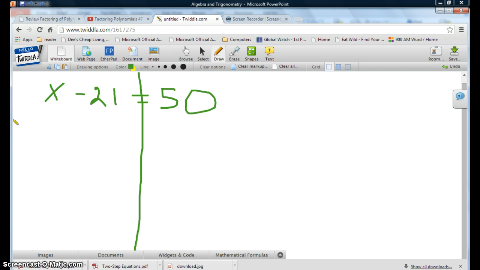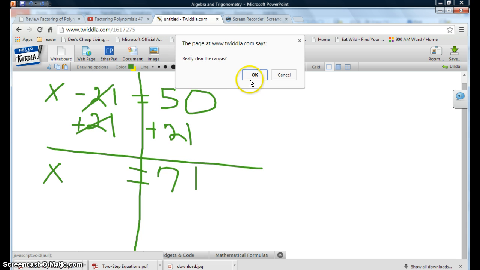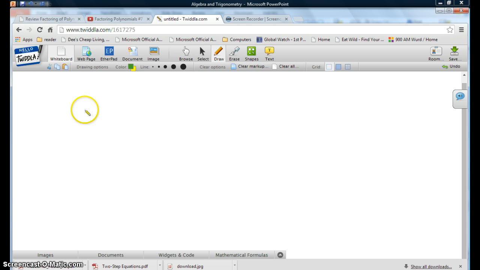So therefore, to do that, I'm going to say the opposite operation of a minus is a plus. So I'm going to say plus 21. And what I do to one side, I have to do to the other. So I'm going to say plus 21 on the other side. That brings the x here. These cancel out, the equal sign, and so this is 71. You erase that.